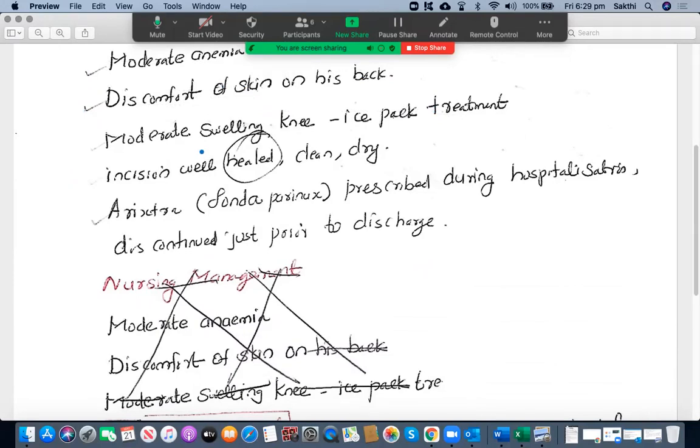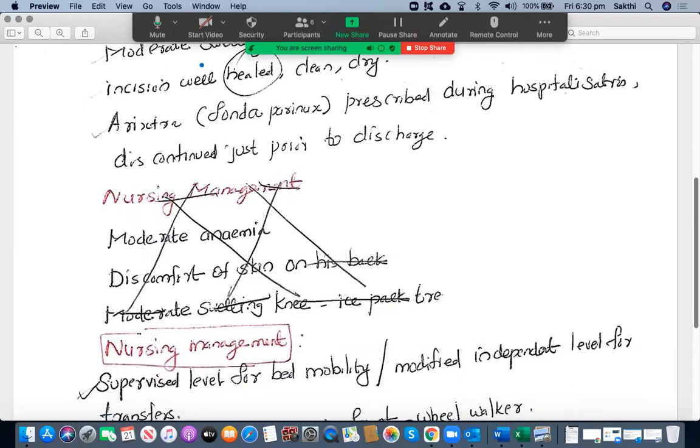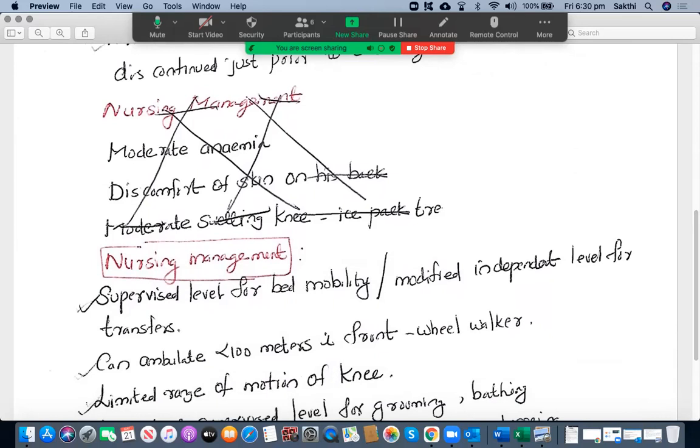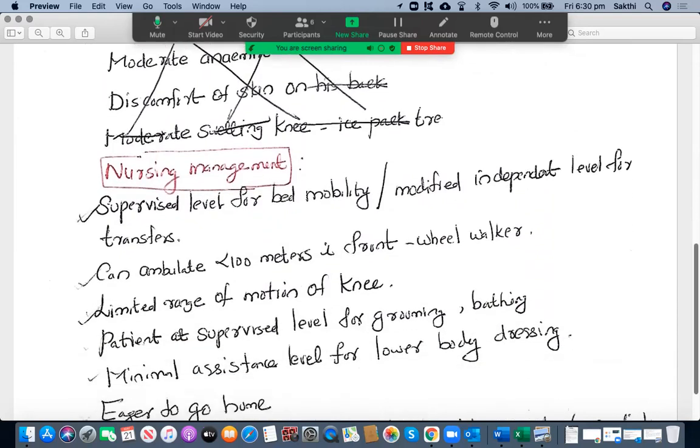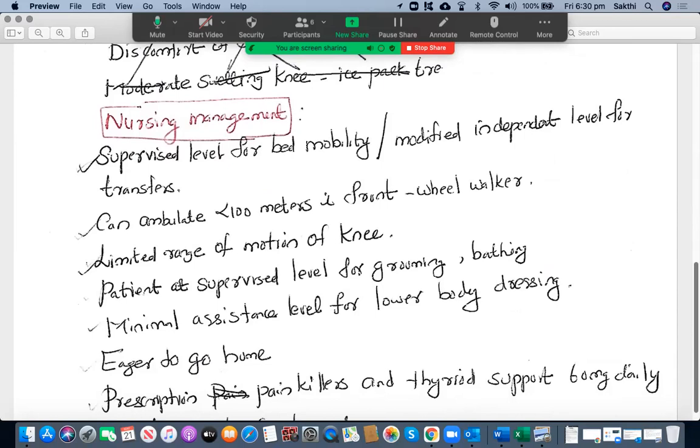And then these are the medication. Okay, you don't need to mention that. Discontinued just prior to discharge. That's not needed. Nursing management, supervised level for mobility, modified independent level for transfers. Yeah, that's good. Did you include this one? Yes. Okay, good. And then can ambulate less than 100 meters. Okay, limited range of motion of knee. I think you have included that as well.